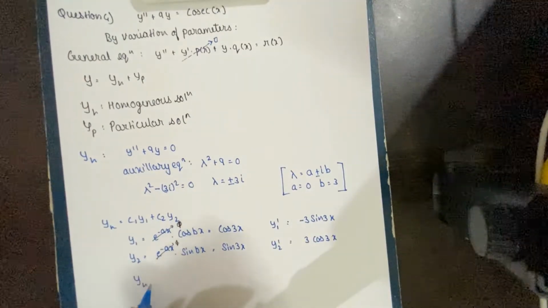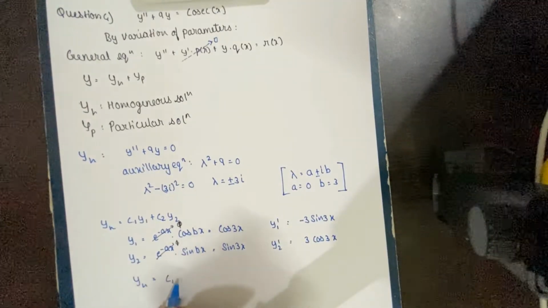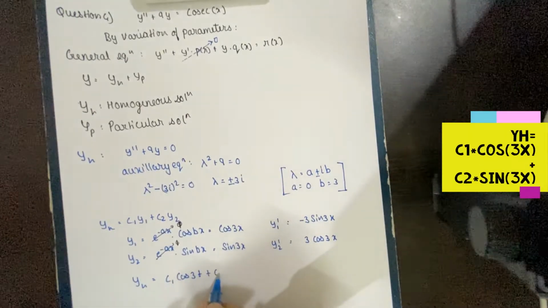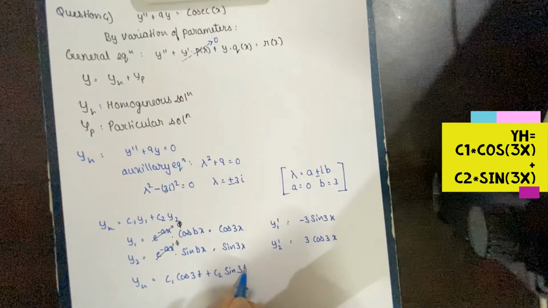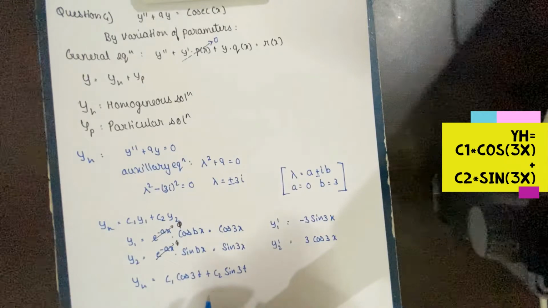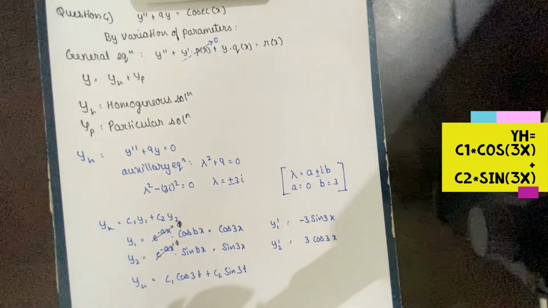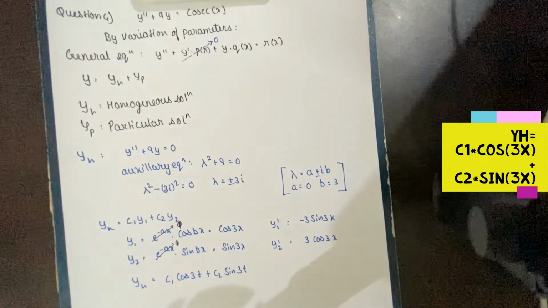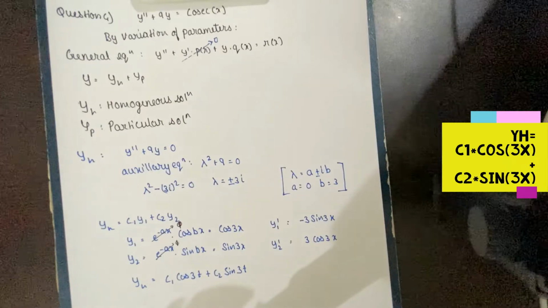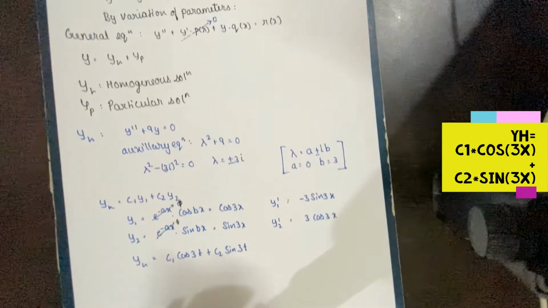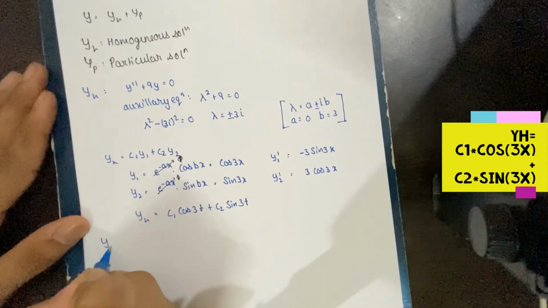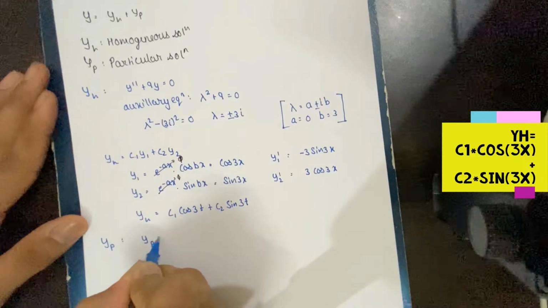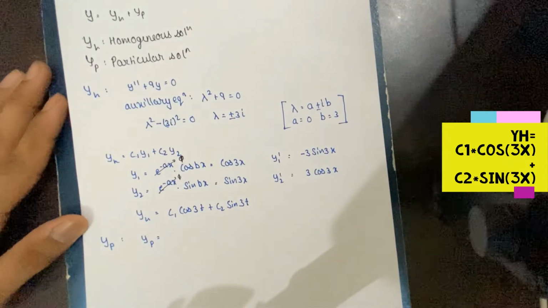So we have yh, the homogeneous solution, equals c1 cos 3x plus c2 sin 3x. Unfortunately, we can't find the values of c1 and c2 here, because we are not given any initial values. So okay, let's start solving for yp.